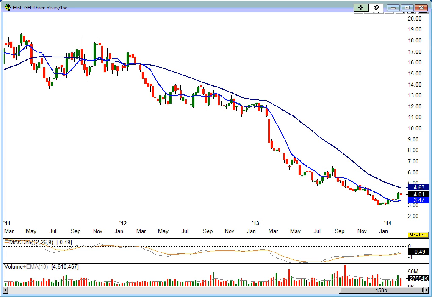And the other one that we want to look at, maybe we'll look at some of these, like Freeport.